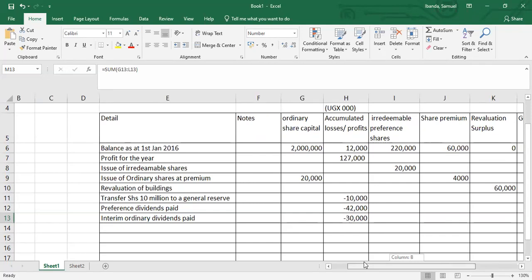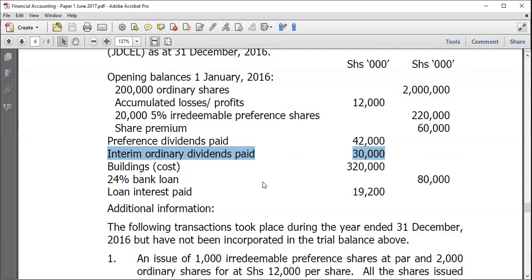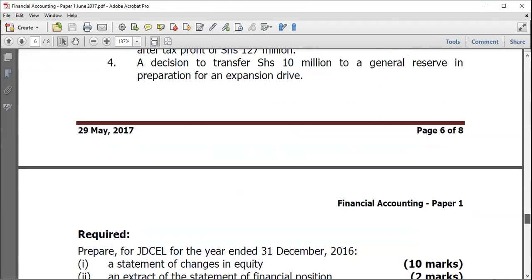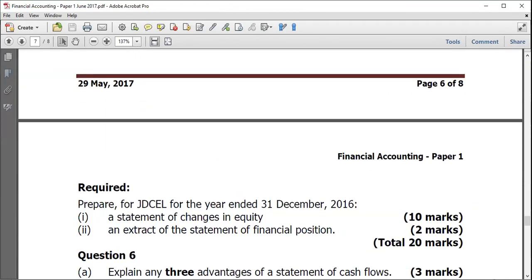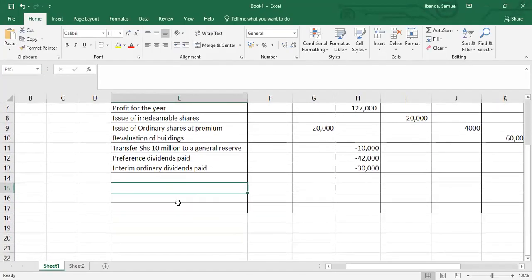So that is what we have. I say that we shall leave out this bank loan and loan interest paid. These don't have any effect onto our statement of changes in equity, sorry. They are not basically equity items. So that is all that we had when it comes to the equity items. And if that is all as well from your side, you come and get your total.